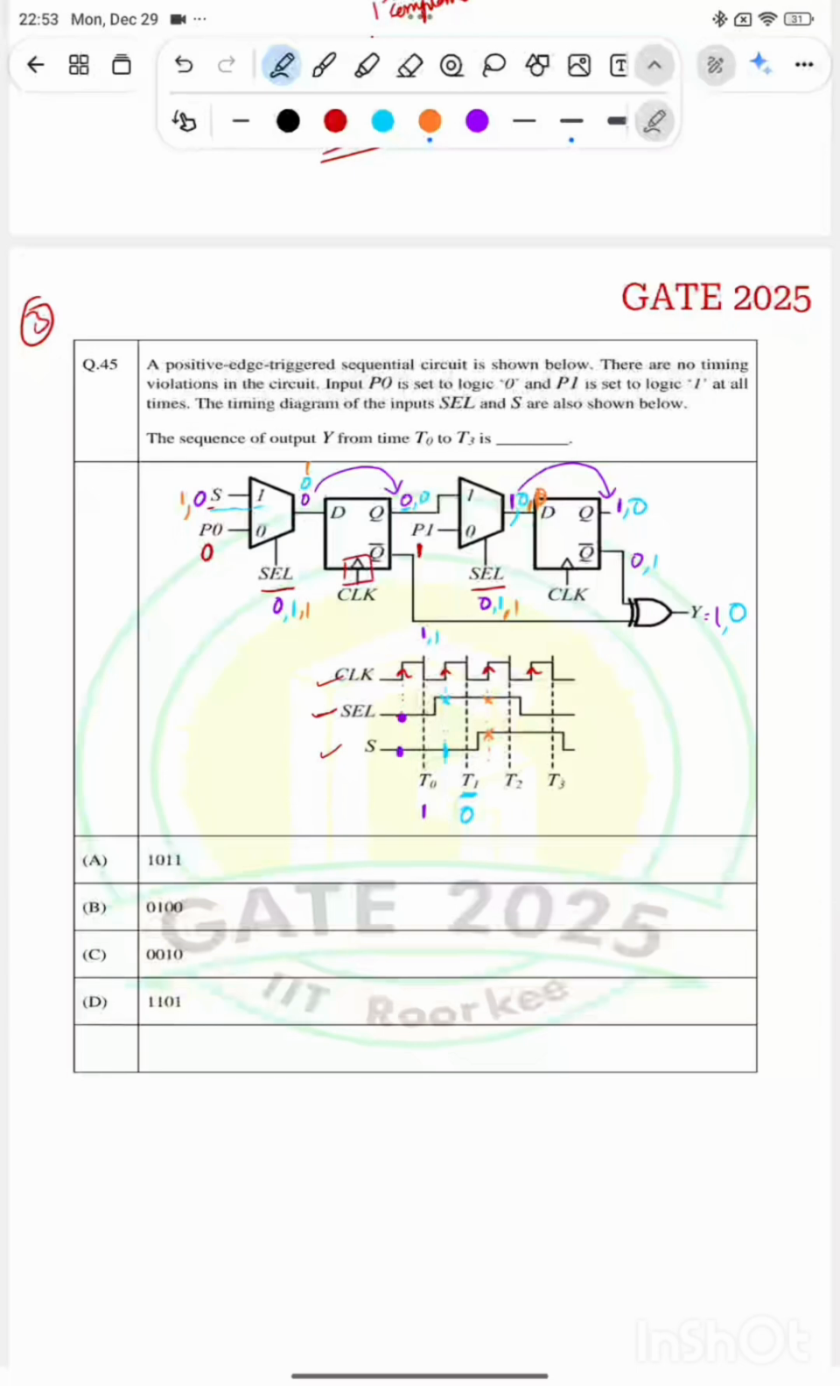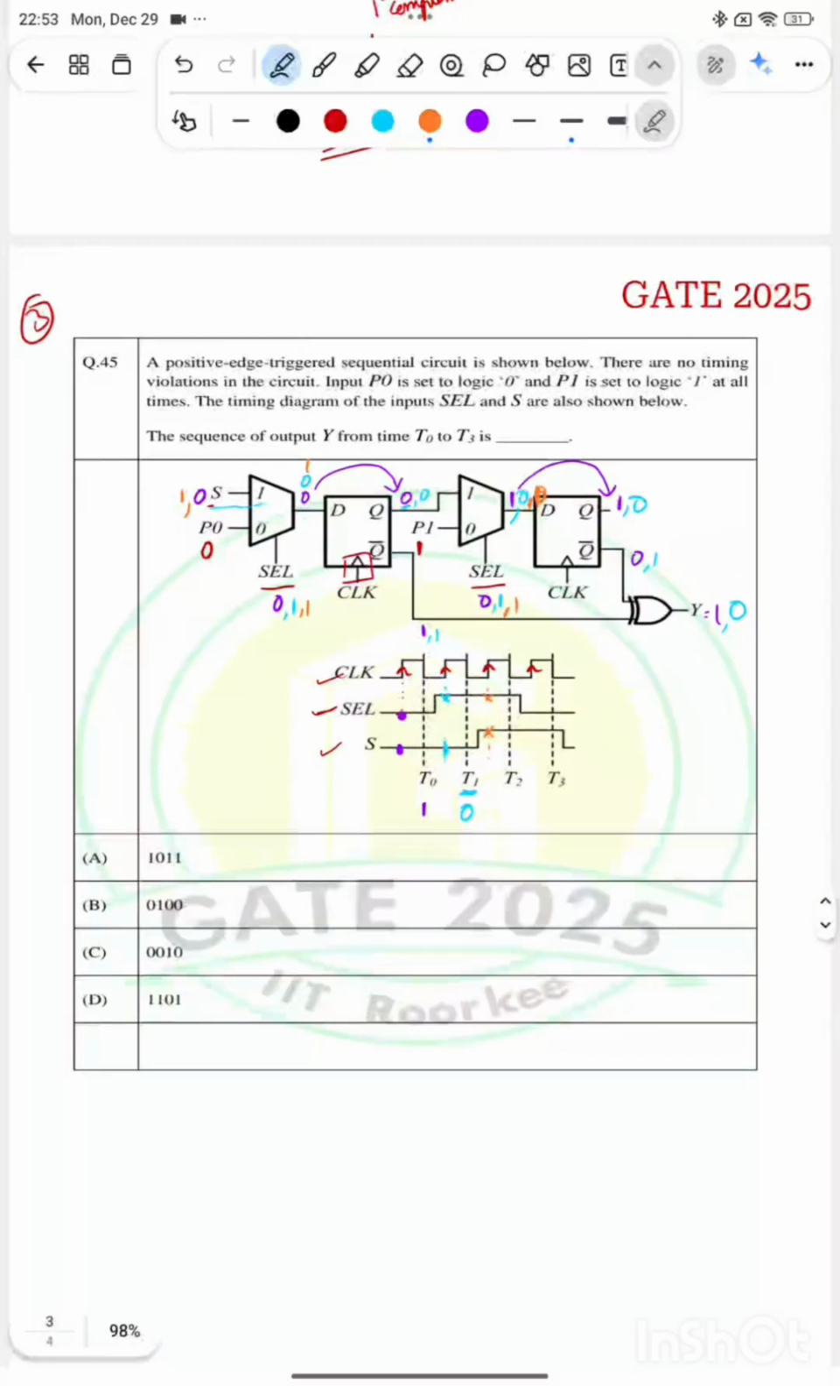Fine. So what will be Q bar here? Not Q bar, for the rising edge what will be the value? The value will be here 1, here the value will be equal to 0, right. So what will be Q bar? Q bar will be 0 and here Q bar will be equal to 1. So 1 XOR 0 is 1. So at T2 I will get the value 1.